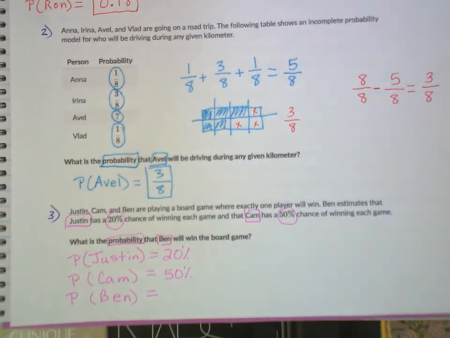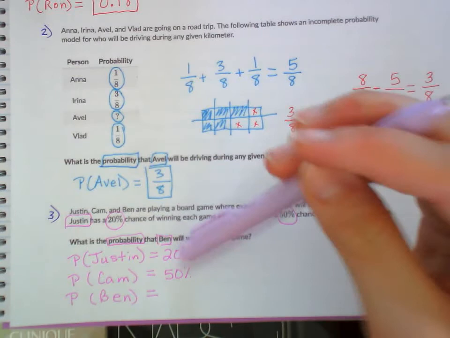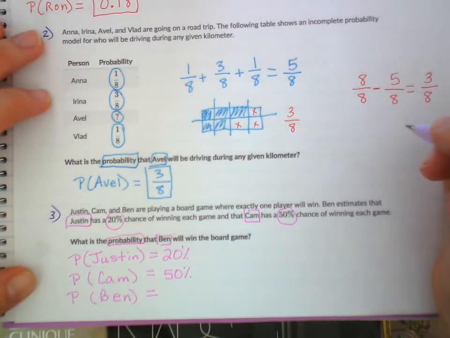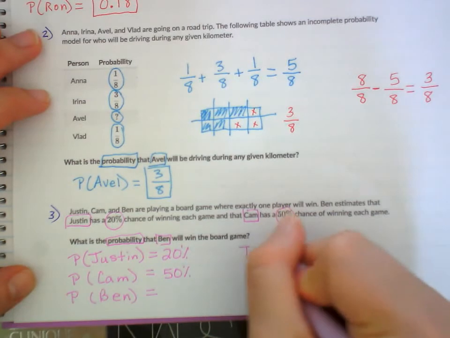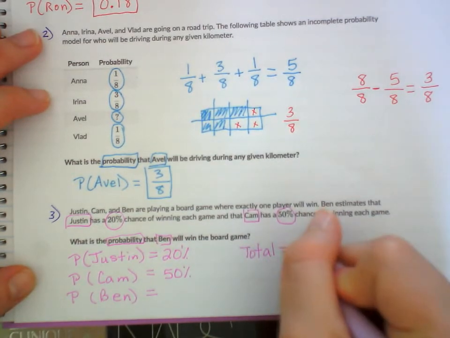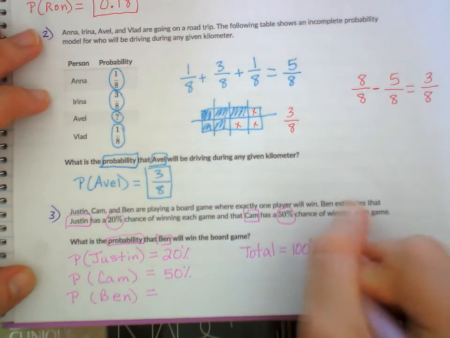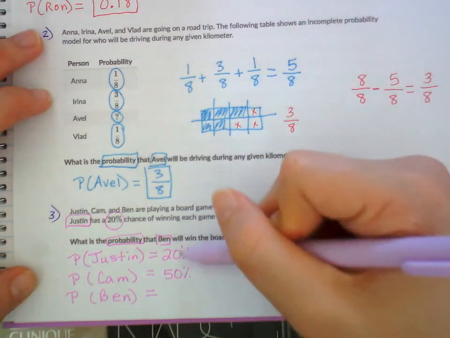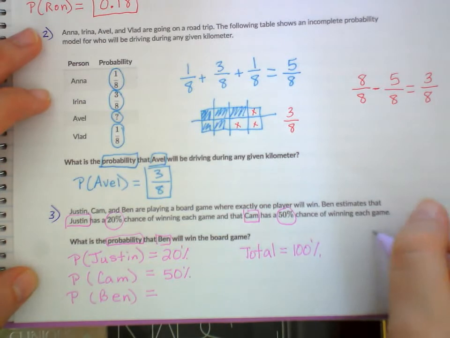Well, we know that total, all three of their percentages have to add up to 1 or 100%. So total, it has to be 100%. We have 20 plus 50. So right now we have 20 plus 50, 70%.